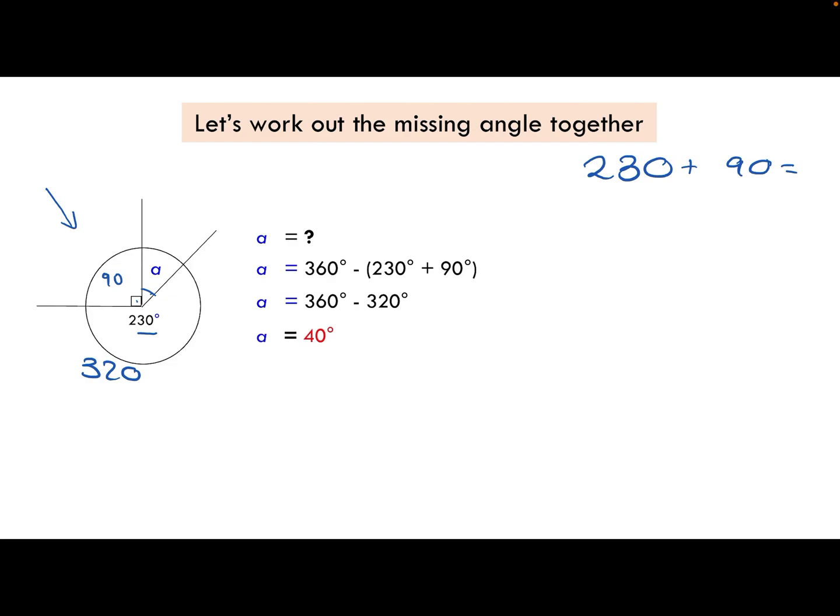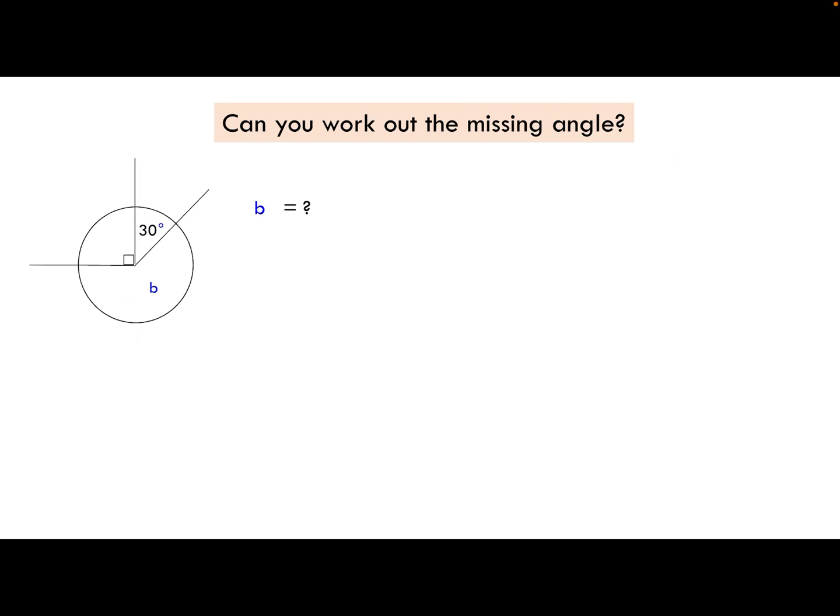Hopefully this is quite straightforward for some of you. If it's not, please go through the video slower. Just remember, everything is 360. To work out what I don't know, I just need to take away the bits that I do know. So we just added these two up and then took it away from the whole thing. But you could do 360 take away 90, and then from the answer take away 230, and that will give you the same answer. So have a go at B, pause the video, give it a go.